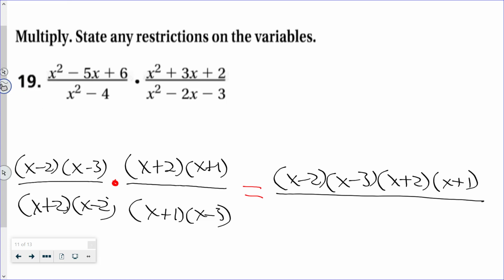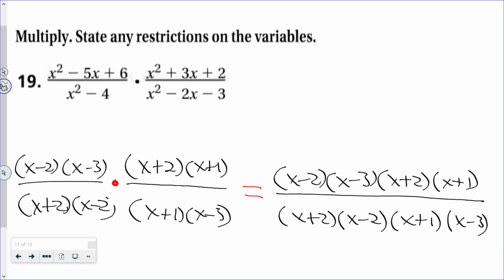So we have two fractions. Since multiplication, it's just one big fraction now, over x plus 2, x minus 2, x plus 1, x minus 3. So since it's multiplication, two fractions just becomes one big fraction because we multiplied the two. Now that we have one numerator, one denominator, if there's anything on the top that's in parentheses that is the same as anything on the bottom, they cancel out because anything divided by itself is 1.